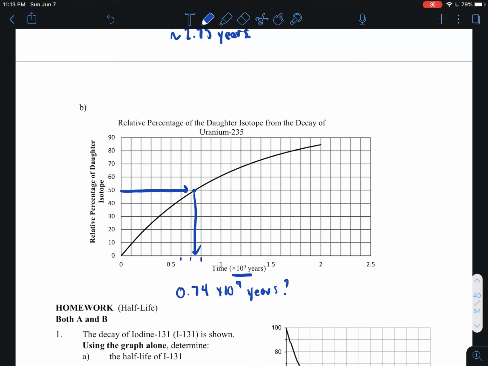All right, so try the half-life questions out, and then we'll try some other videos talking about particle paths.